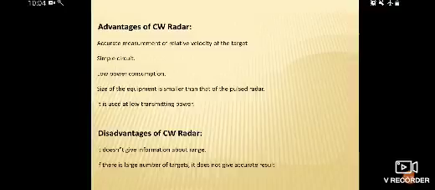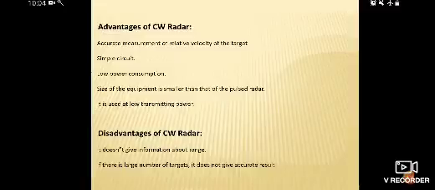It is mainly used to measure the speed of aircraft, it is used in police radars, and it is used to determine whether the target is approaching or moving away from the antenna. So these are the applications of CW radar.